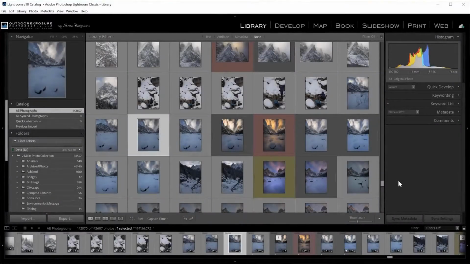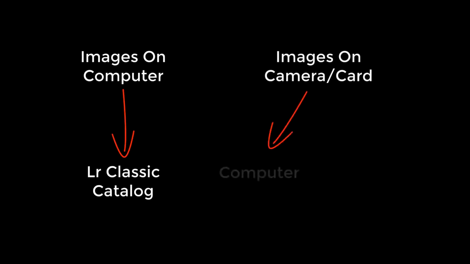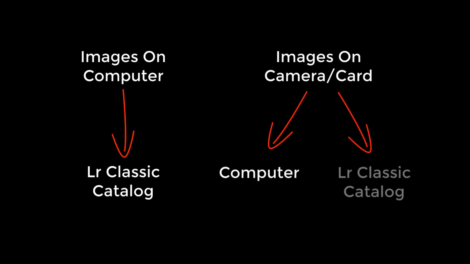As we already know, you don't see images in Lightroom until you've added or imported them into your catalog. There are two main types of image imports. One is to add images that are already on your computer to your catalog, and the other is to download new images from your camera onto your computer and add them to the catalog at the same time.